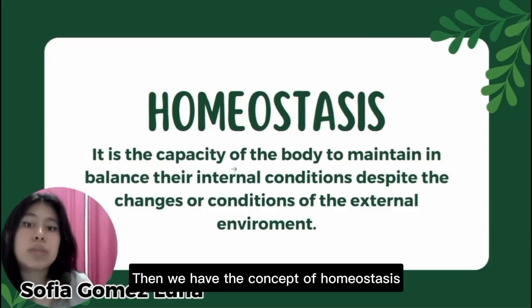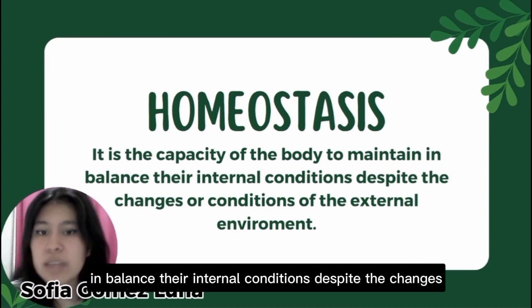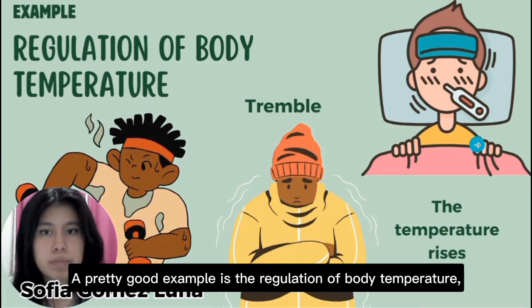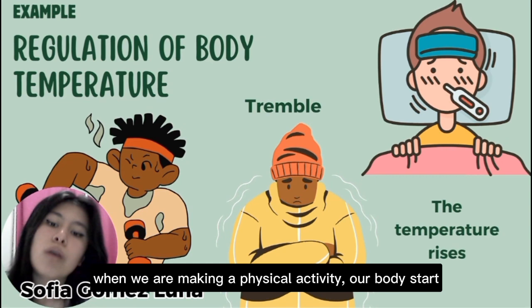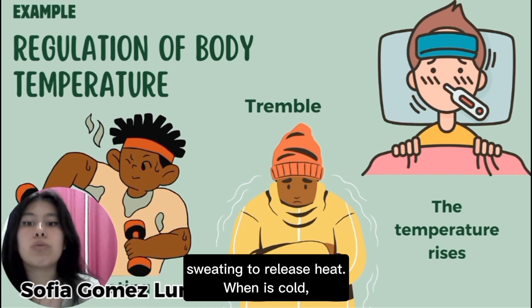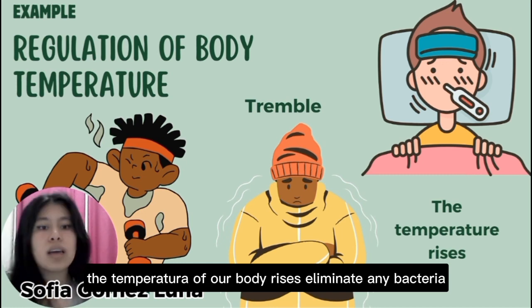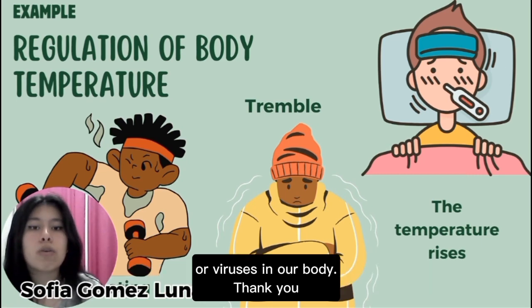And we have the concept of homeostasis, that is the capacity of the body to maintain its internal conditions in balance despite the changes in conditions of the external environment. A very good example is the regulation of body temperature. When we are doing physical activity, our body starts sweating to release heat. When it's cold, we tremble to generate heat. When we get sick, the temperature of our body rises to eliminate any bacteria or virus in our body.